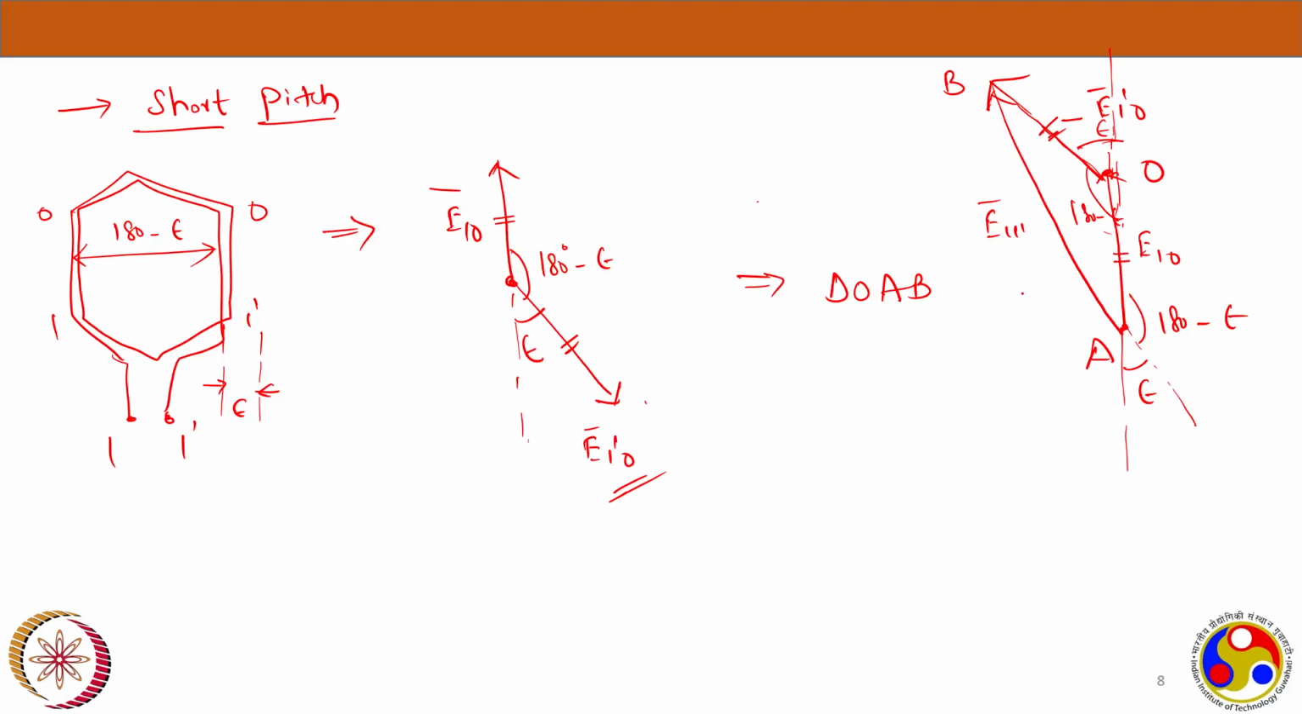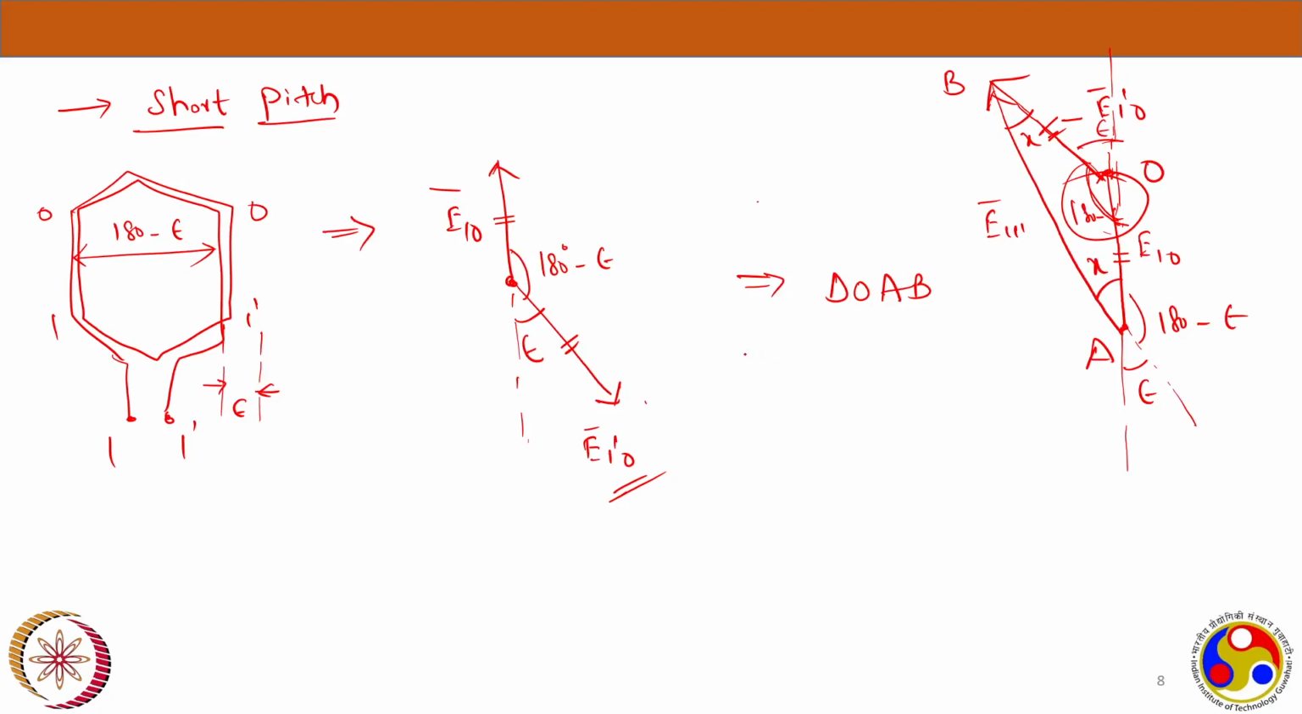Two sides are equal, and here you know this angle is 180 minus epsilon. Now in a triangle, the sum of all three angles is 180, and this is an isosceles triangle. So these two angles will be equal, so then these two sides are equal. Now this is 180 minus epsilon, and this angle is x, and this angle is also x.